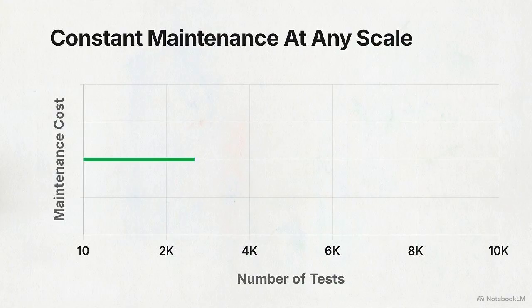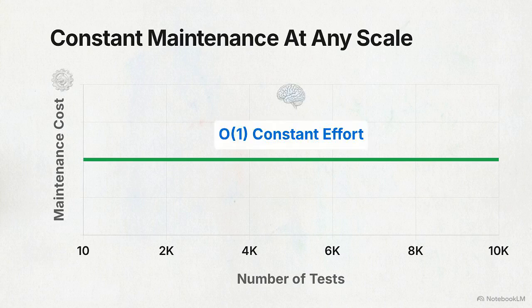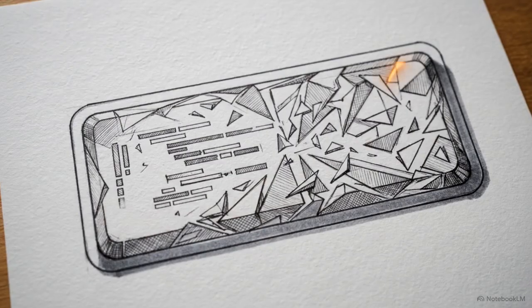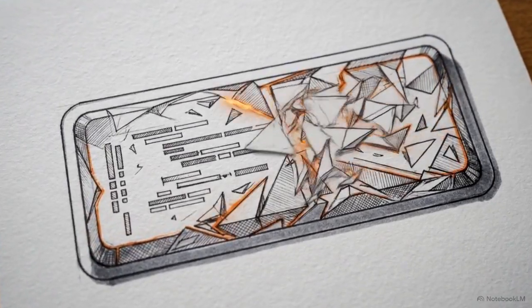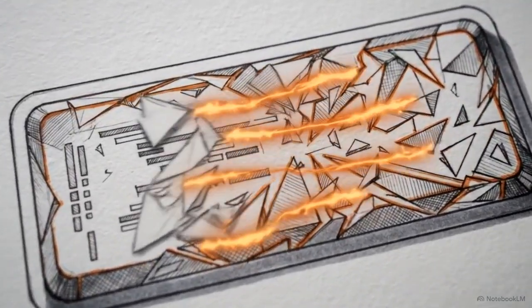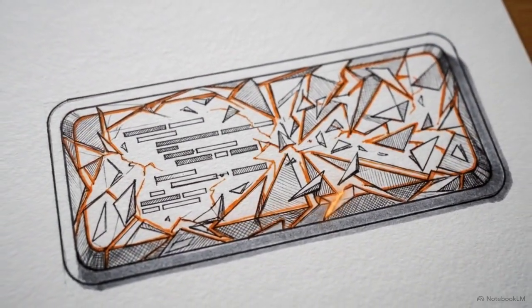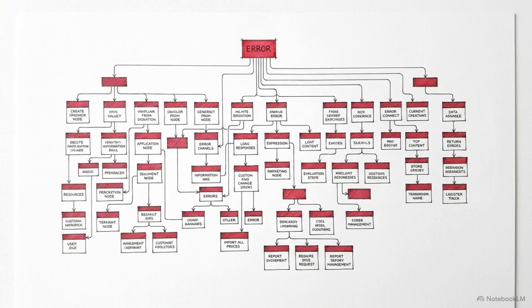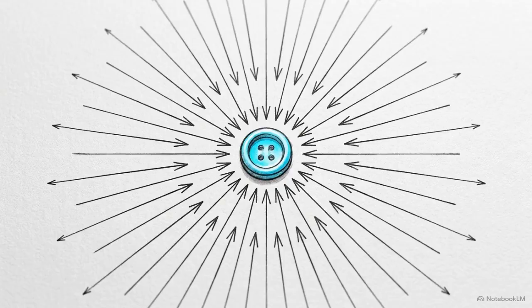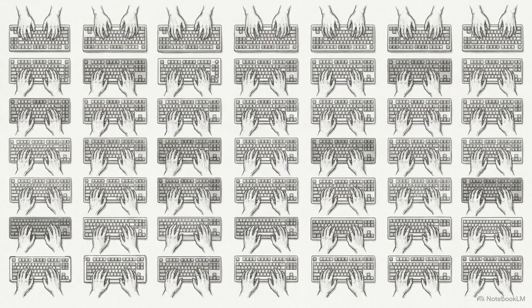The ultimate stress test of any software architecture is how it behaves under the pressure of systemic, unpredicted change. Engineers aim for O(1) maintenance scaling. The time and cost required to update a system should remain constant, regardless of whether you have 10 tests or 10,000. Consider a scenario where the front-end development team changes the HTML ID of a core checkout button that is utilized across the entire application.